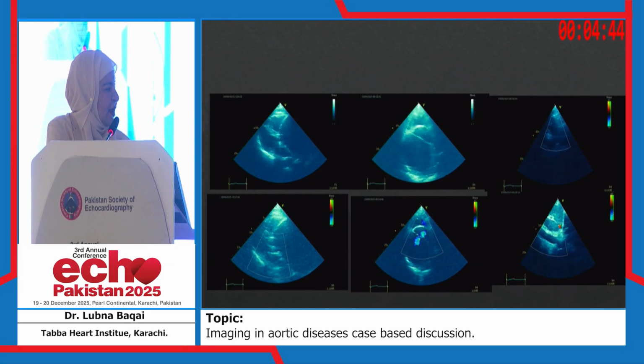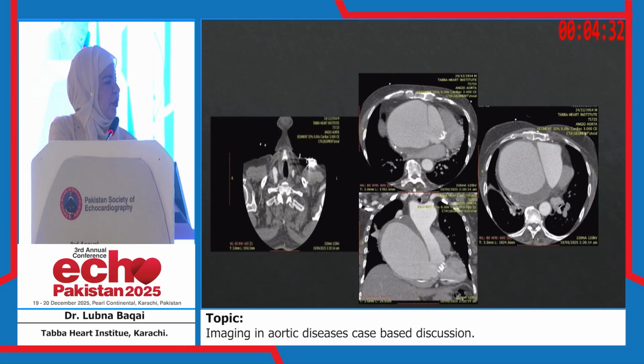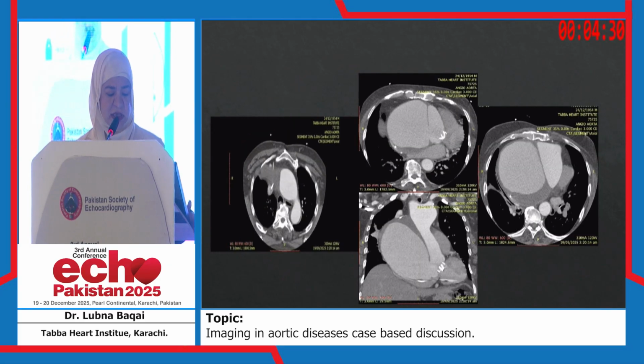Here is the ascending aorta hugely dilated with a dissection flap that is compressing the RVOT also, but we are not visualizing the abdominal aorta and the descending aorta. Now we proceed for the CT in this case.